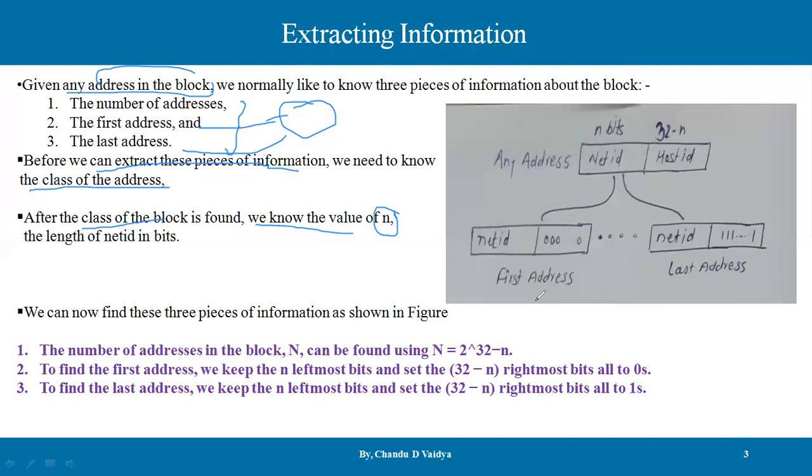Now look at the diagram here. Let's say any IP address is given. This IP address is divided into two parts. The very first is the net ID, and the second is the host ID. How will the host ID be calculated? The host ID will be calculated from the address space.